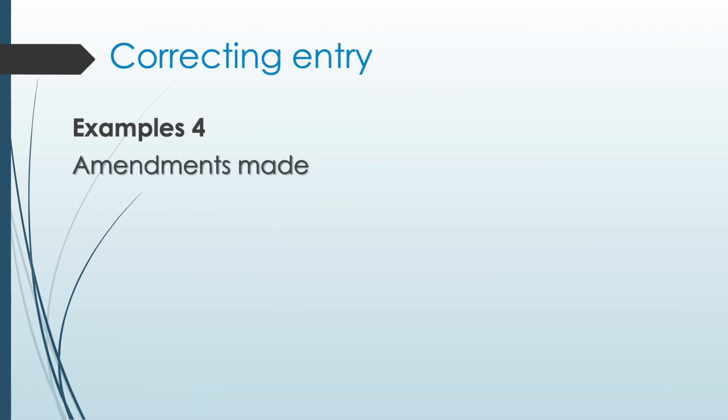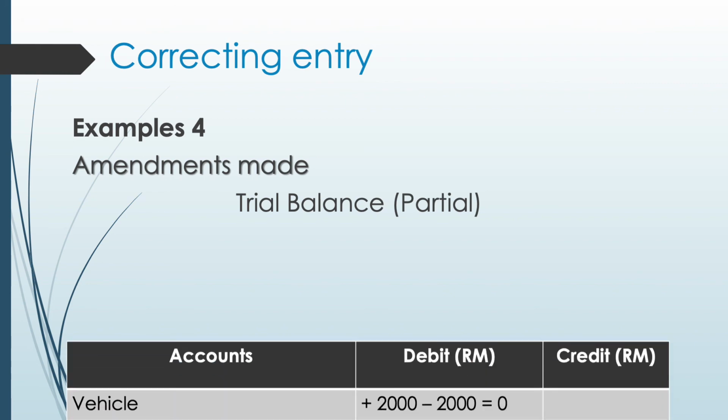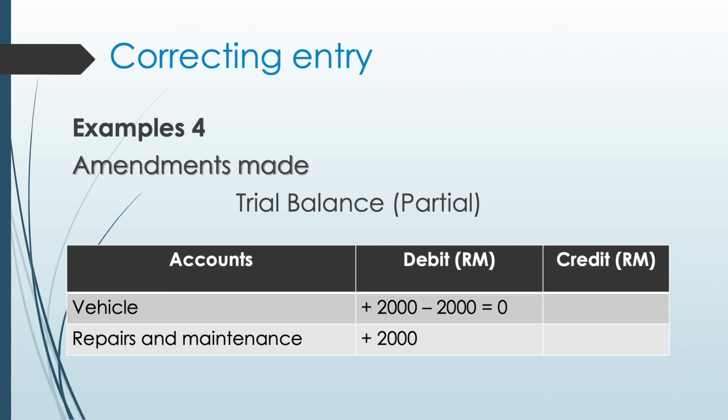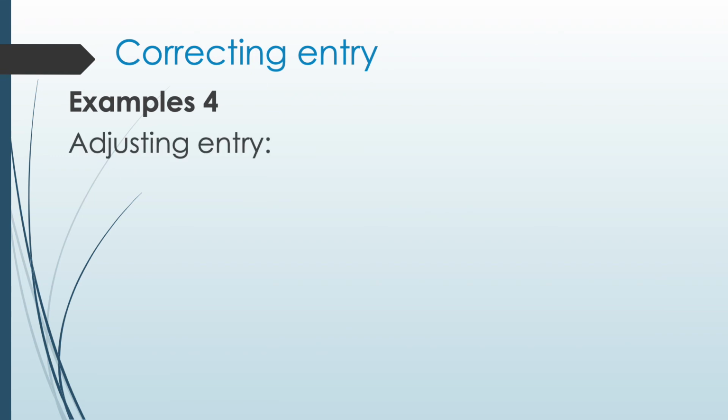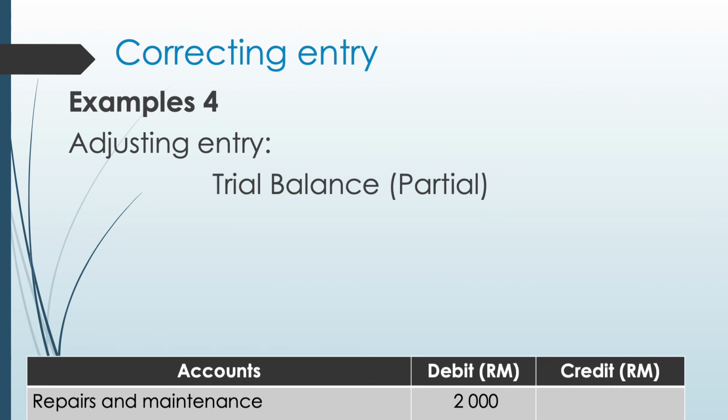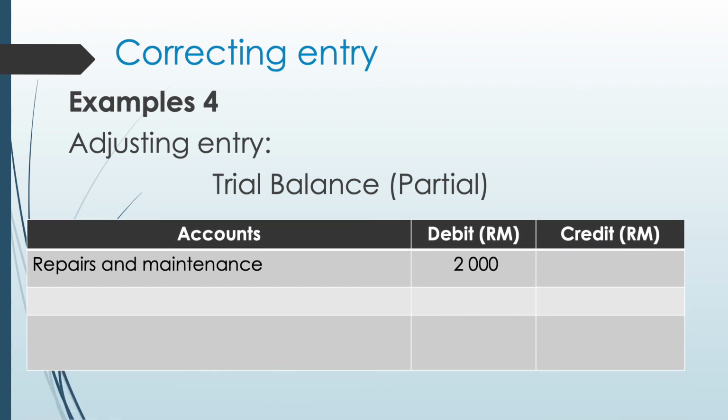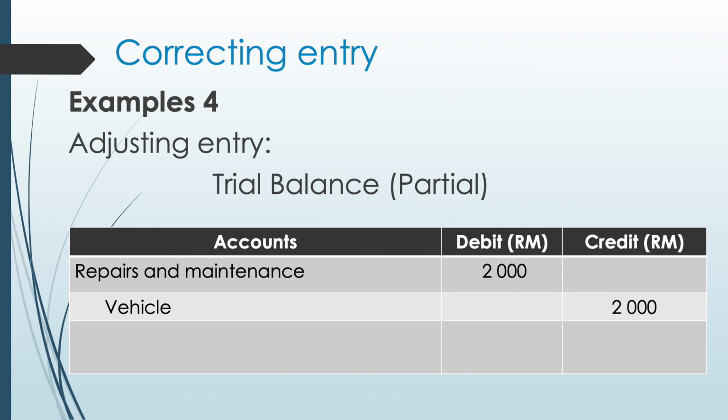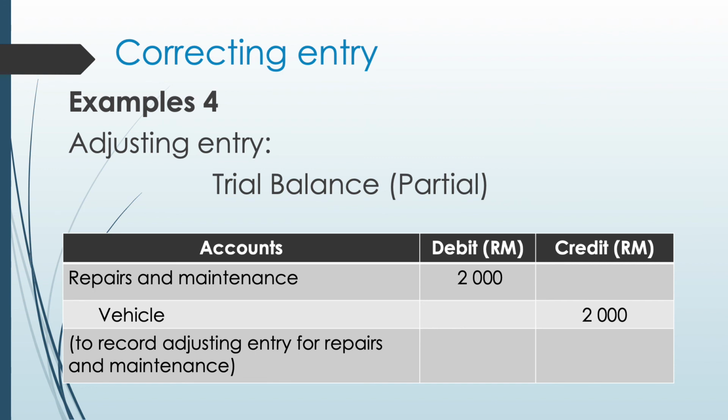Amendment made. Trial balance partial: vehicle wrongly debited for 2,000 ringgit. To cancel, we have to minus 2,000 ringgit to become zero. Then record the right entry, repairs and maintenance 2,000 ringgit. Adjusting entry: debit repairs and maintenance 2,000 ringgit. Credit vehicle 2,000 ringgit. The description will be to record adjusting entry for repairs and maintenance.